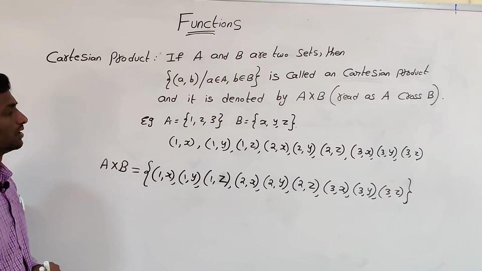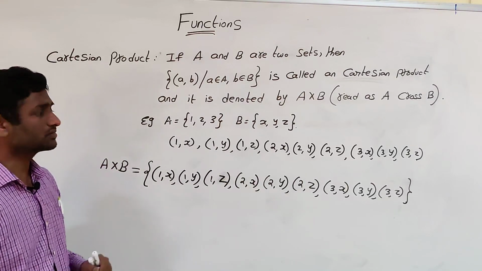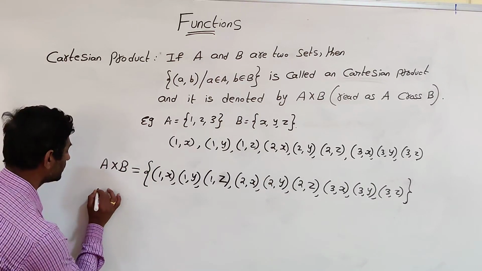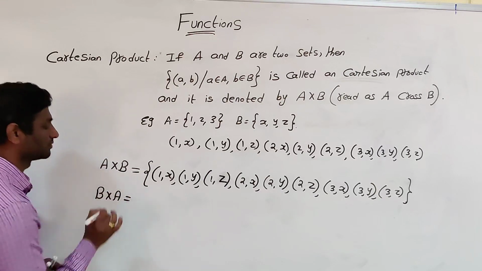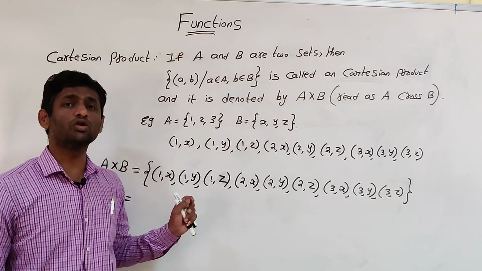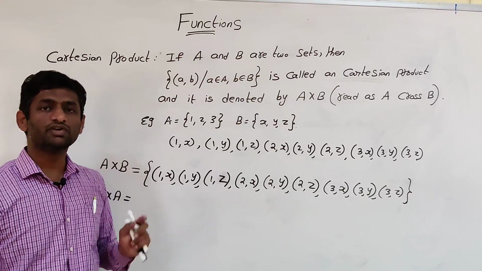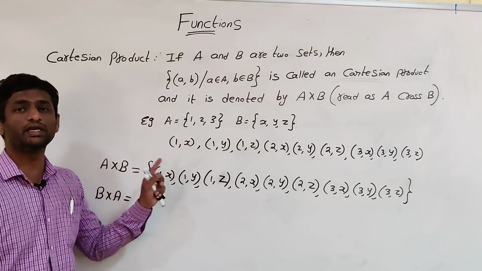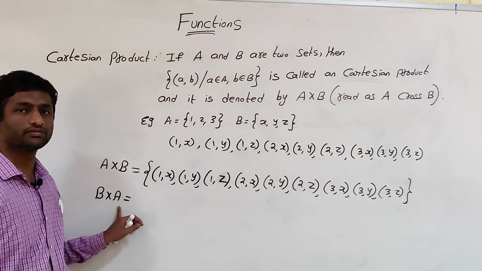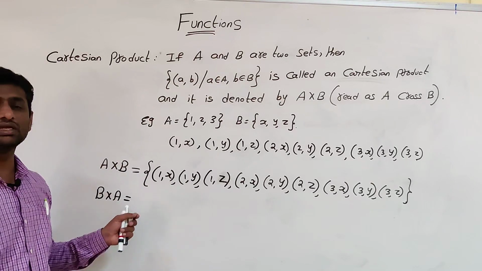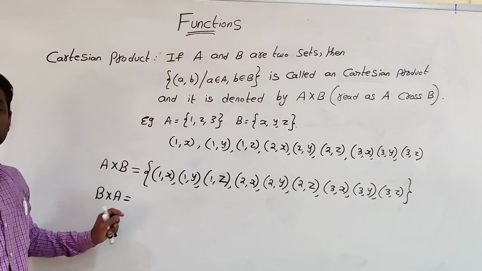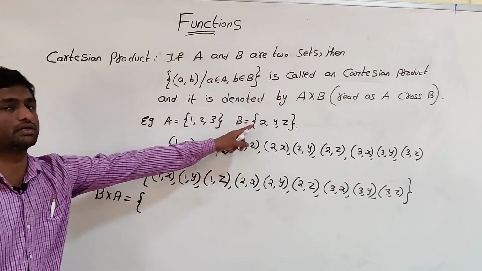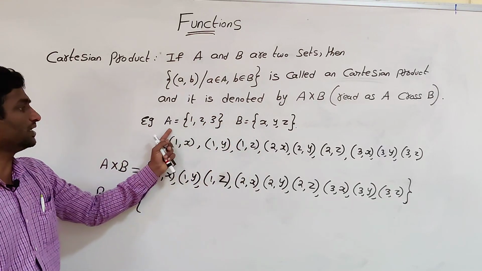Next, if I change the Cartesian product to B cross A, then it is the set of all ordered pairs with the first component from set B and the second component from set A. Now can you guess what will be the set of all ordered pairs of the Cartesian product B cross A? Means the first is set B and the second is set A.